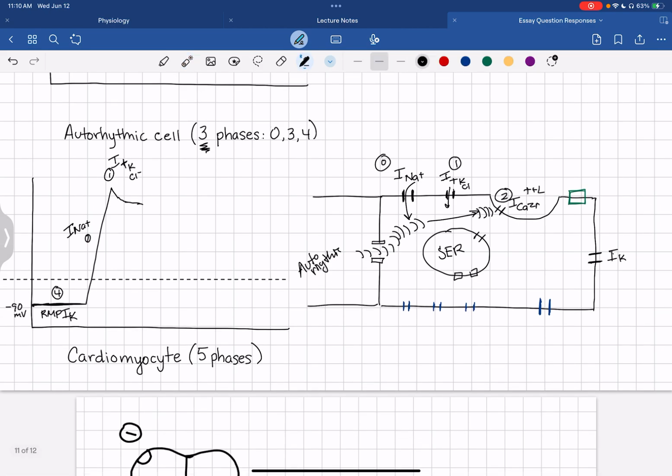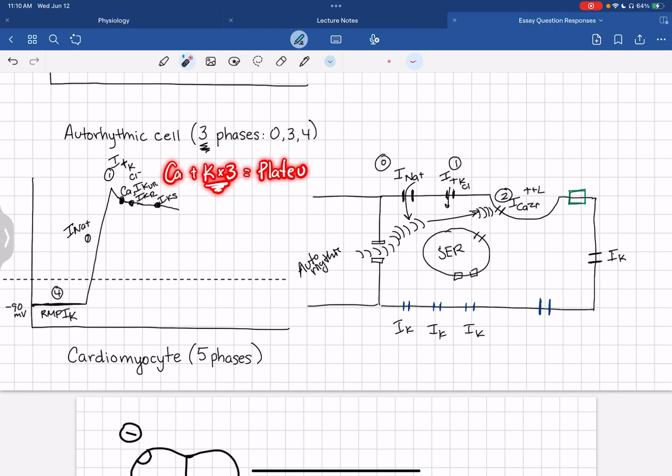At the same time, we're going to get opening of some potassium channels slowly. So at this point, we have calcium channels open. And also at that same time, we're opening up a potassium ultra rapid channel. And then soon thereafter, we're going to open up a potassium rapid channel. And then after that, a potassium slow channel. And because we have these calcium channels open at the same time as all these potassium channels, we're going to get a plateau.